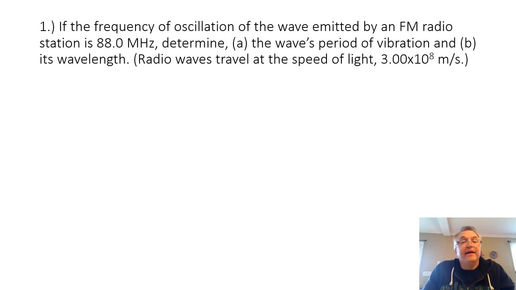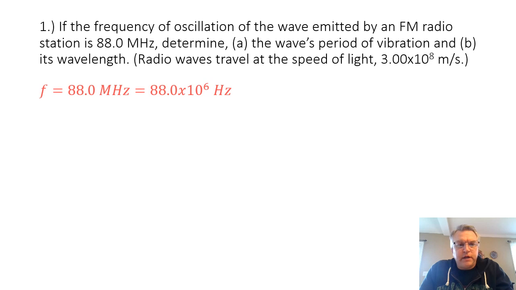All right, let's take a look and see what the first problem is asking. It says if the frequency of oscillation of the wave emitted by an FM radio station is 88.0 megahertz, determine A, the wave's period of vibration, and B, its wavelength. And we're told that radio waves will travel at the speed of light, which is 3.00 times 10 to the 8th meters per second.